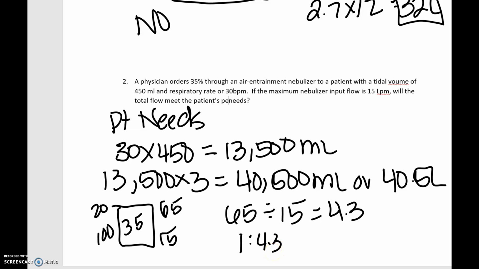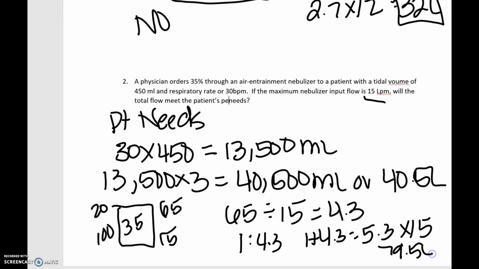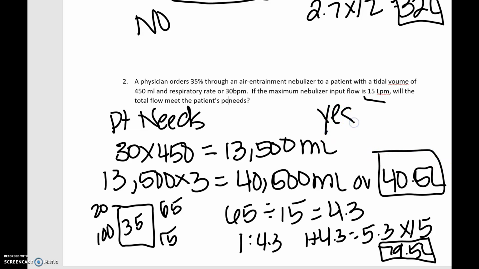Again, we're going to add those numbers together. 1 plus 4.3 gives us 5.3. And we're going to take that 5.3 and multiply it by our nebulizer flow of 15. And 5.3 times 15 gives us 79.5 liters. So the nebulizer is giving us a total flow of 79.5 liters. Our patient is requiring a total flow of 40.5 liters. So yes, we are meeting the patient's needs for this problem.